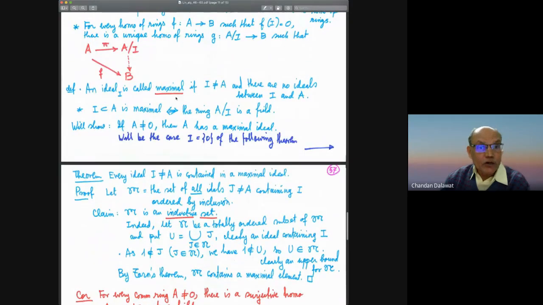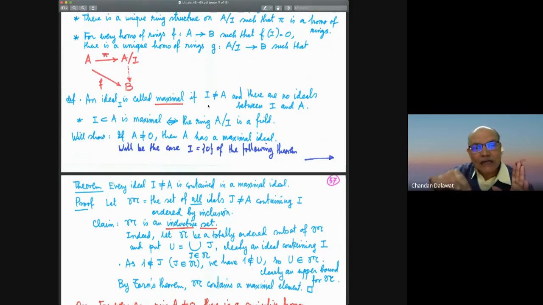And an ideal will be called maximal if there are no ideals between I and A. So, I had earlier defined a maximal element in an ordered set. Here also it's the same thing. The ordered set in question is the set of all ideals of A distinct from A but containing I. That is an ordered set, and any maximal element of that set, for the time being, I don't know whether such things exist or not, will be called a maximal ideal.